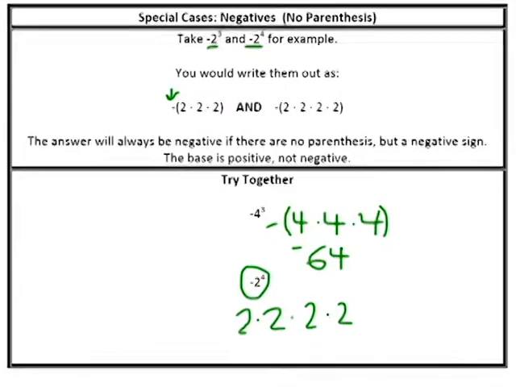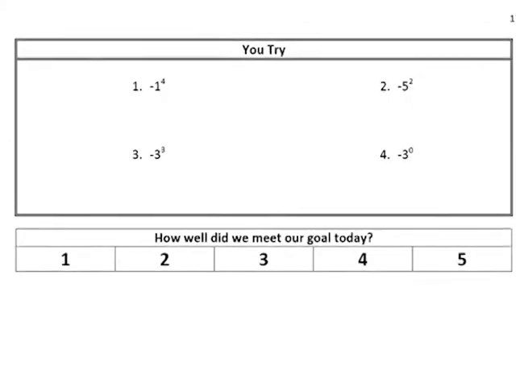This is the calculation you're doing in your head. 2 times 2 is 4. Times 2 is 8. Times 2 is 16. I know my answer is negative no matter what, so I get negative 16. Those parentheses make a big difference. We went from positive 16 to negative 16 just because of the parentheses. Go ahead and give 1, 2, 3, and 4 a try.